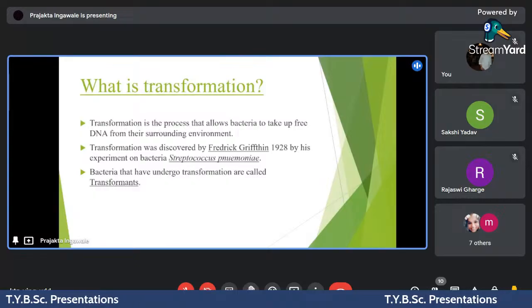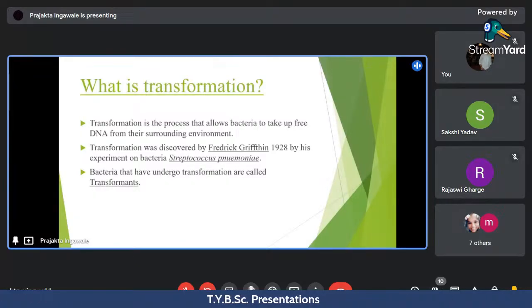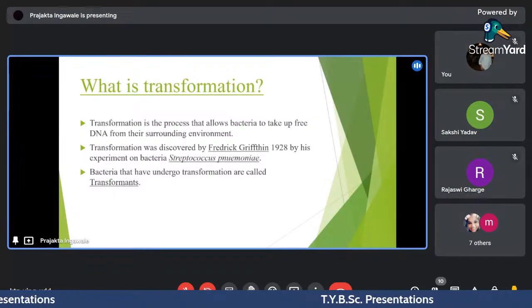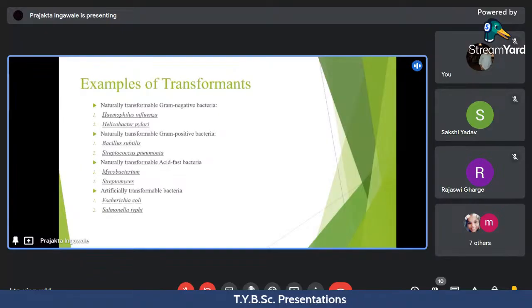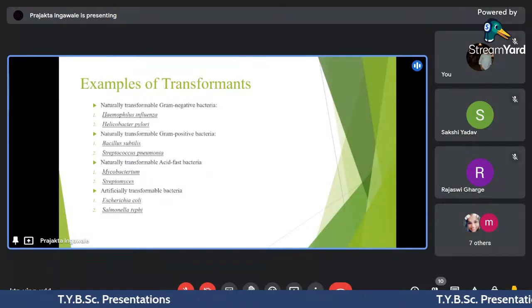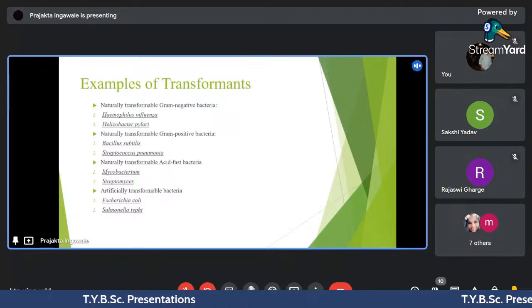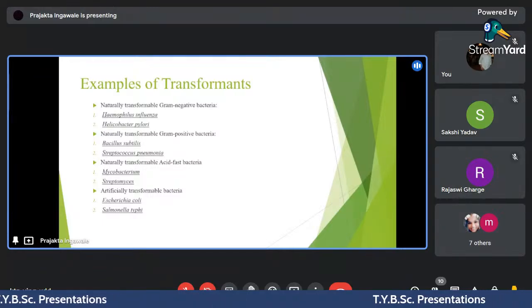Transformation was discovered by Frederick Griffith in 1928 by an experiment on Streptococcus pneumoniae. Bacteria that undergo transformation are called transformants. There are basically two types of transformants, natural transformants and artificial transformants. Natural transformants, which come under gram-negative bacteria, are Haemophilus influenzae and Helicobacter pylori.